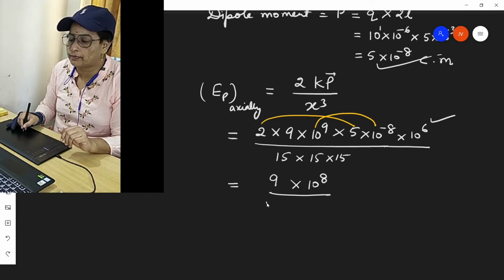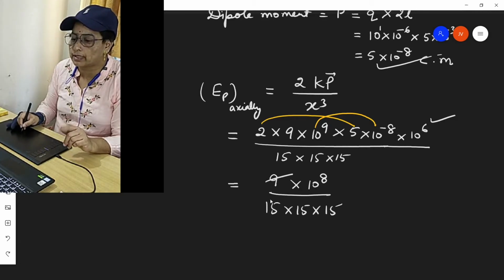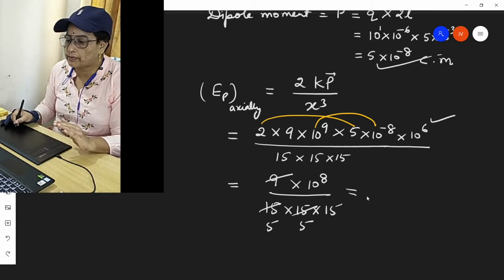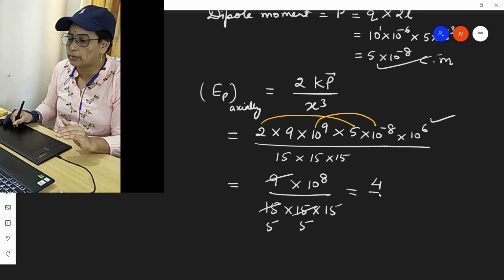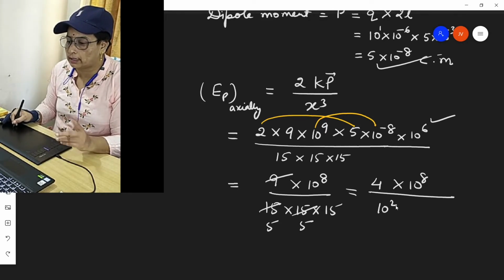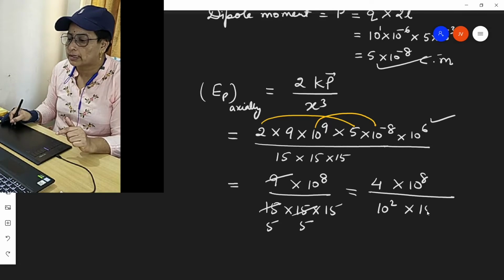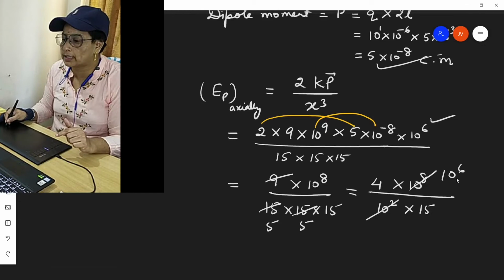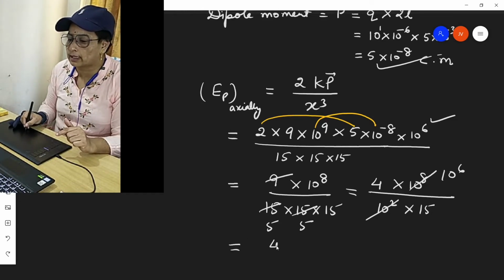Here we have 15 into 15 into 15. So 3 3s are 9, 3 5s are 15. Another 3 gives here a 5, and here we have 5 5s 25. So 25 is 100 by 4, so this gives a numerator of 4. Already we have 10 to the power 8. Denominator is 100. So it is 15, and we can have a cancellation here. This gives 10 to the power 6. We can write finally this as 40 into 10 to the power 5 by 15.